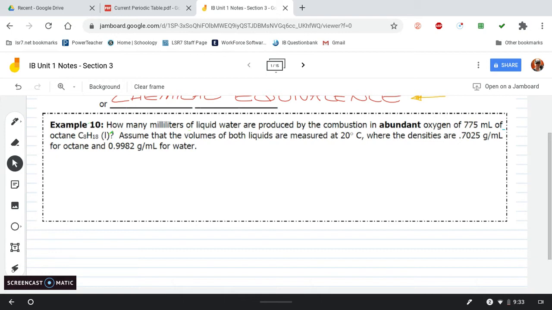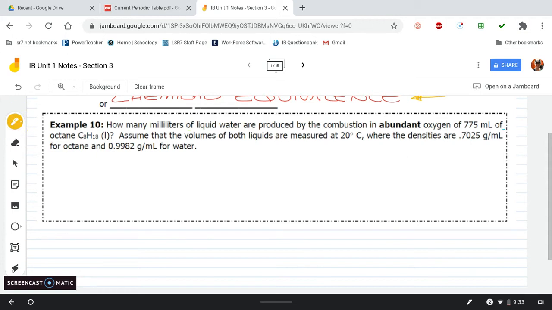So first thing here: how many milliliters of water are produced by the combustion in abundant oxygen of 775 milliliters of octane? Assume that the volumes of both liquids are measured at 20 degrees Celsius, where densities are 0.7025 grams per milliliter for octane and 0.9982 grams per milliliter for water. You're like, holy smokes, that's a lot. Yeah, that is a lot. This is a big problem.